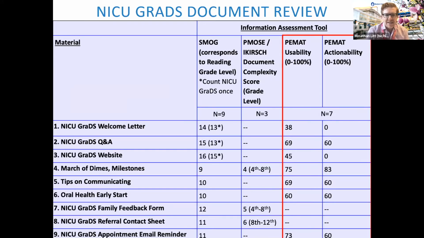Again, telling us that the tools that we use, the written information that we give to families, though it may have the content that we think is important, it might not be actionable for families. So this really gives us quite a lot of information and tells us that there are some things that we need to do to address the written materials in our program.